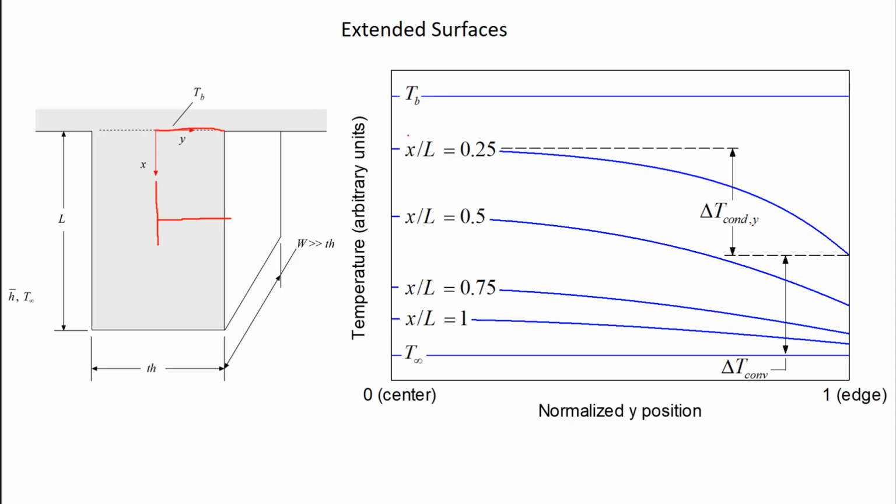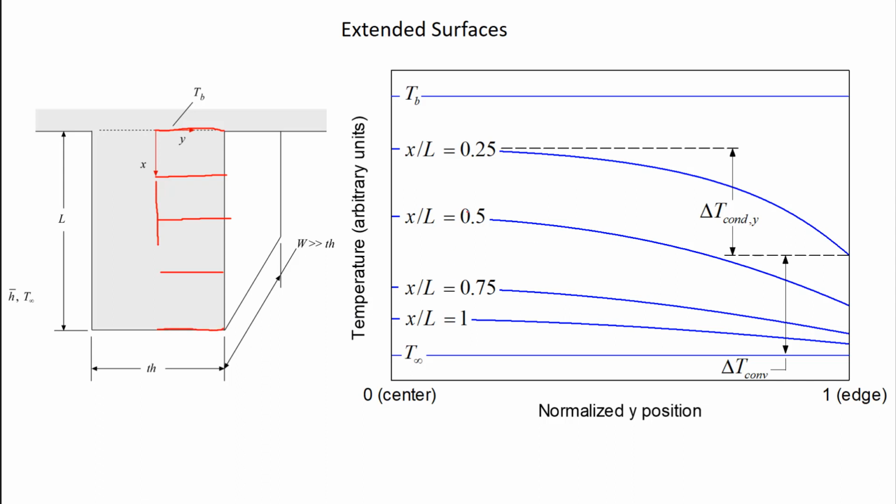That makes sense. This is at x over L equal 0.25. So here I'm a quarter of the way down the fin. So here we have x over L equal 0.5. That's this line here, and that would be right along here. 0.75, 3/4 of the way, so that's along this line here. And finally, x over L equals 1 is right along the tip here.